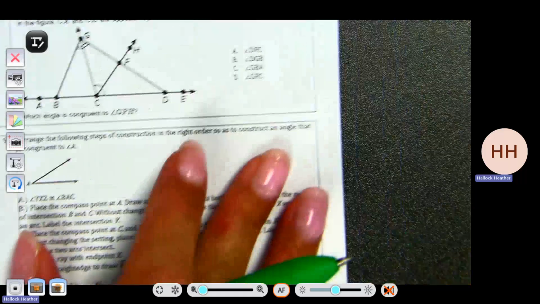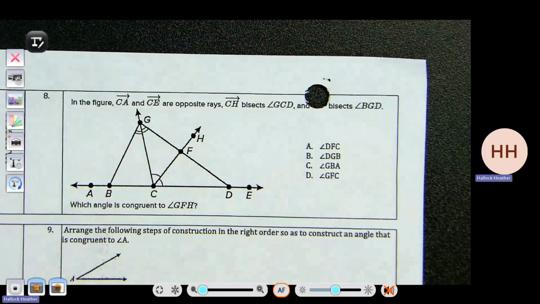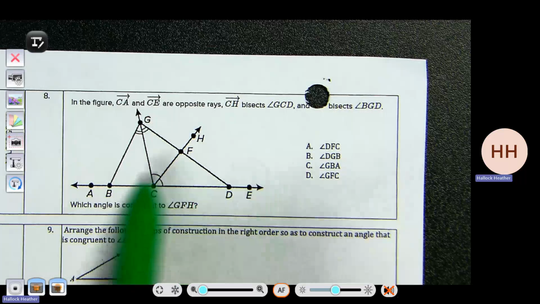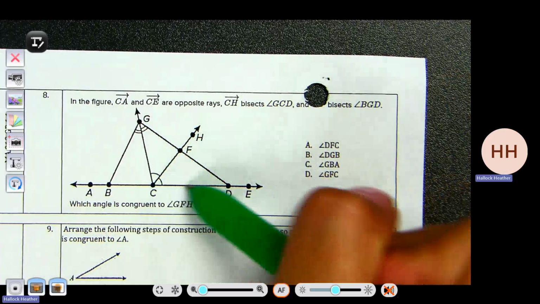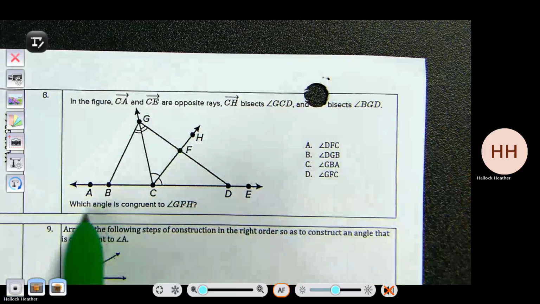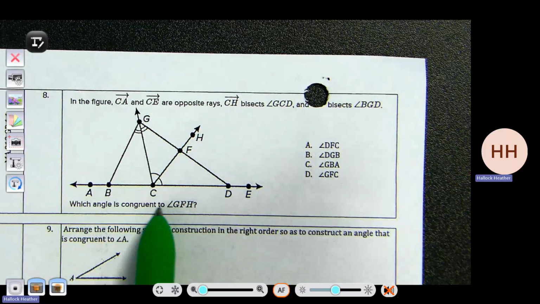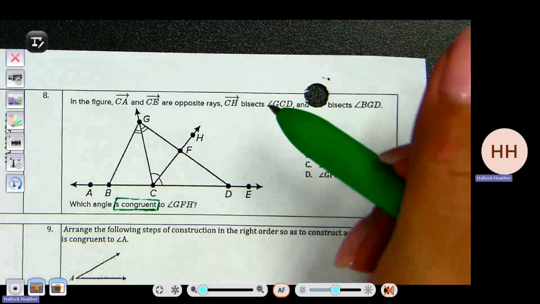Number 8 says in the figure, CA and CE are opposite rays, so that's kind of pointless. It tells me that this is bisecting this angle, and this is bisecting this angle. I need to find an angle that's congruent, which means equal, to GFH.